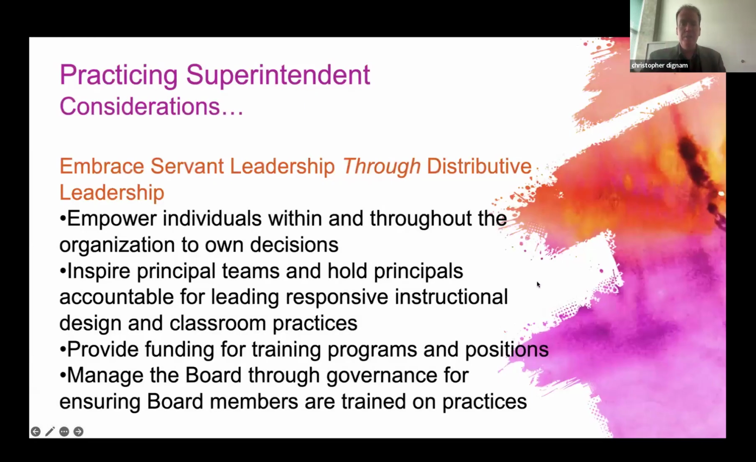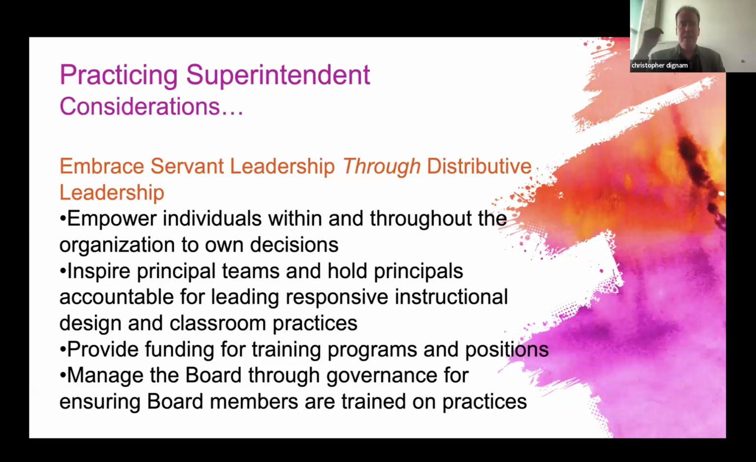For a practicing superintendent, we have those as well in our programs that are earning their doctorates. Empower individuals throughout the organization. The superintendent is there to serve the community. The community does not serve the superintendent. Inspire principal teams to hold principals accountable.